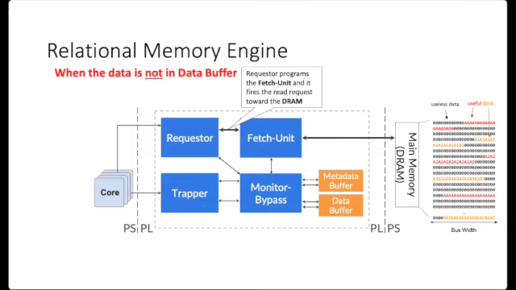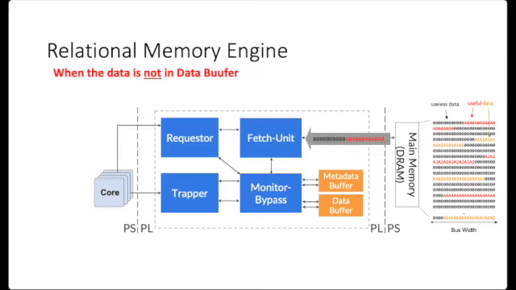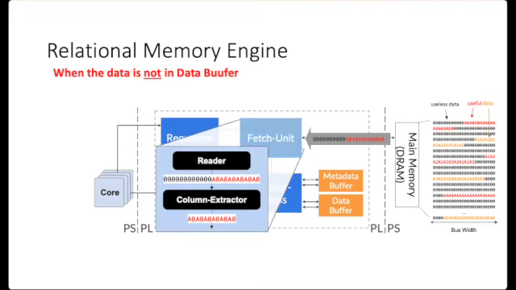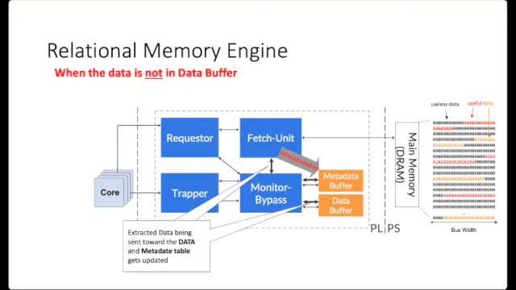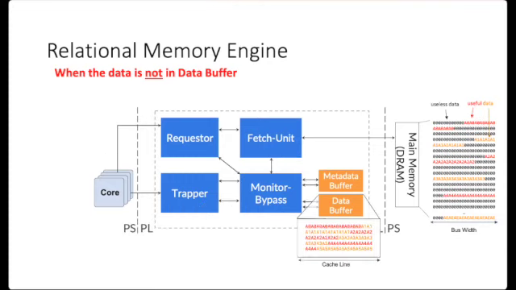Requester issues descriptors that indicates where to fetch the data from the memory and where the useful data locates. The fetch unit fires the read request towards the DRAM. Then fetch unit retrieves the bus lines indicated by the descriptors, and the column extractor inside the fetch unit extracts the relevant parts. The extracted data is stored in the buffer, and the metadata for that cache line is updated. As a result, the CPU can see the table with only the desired columns.